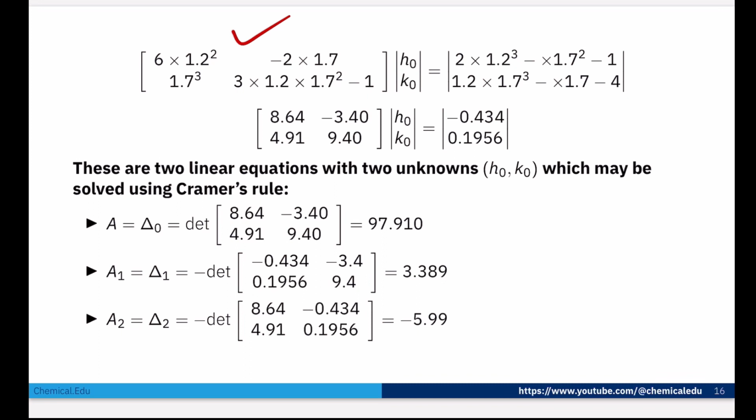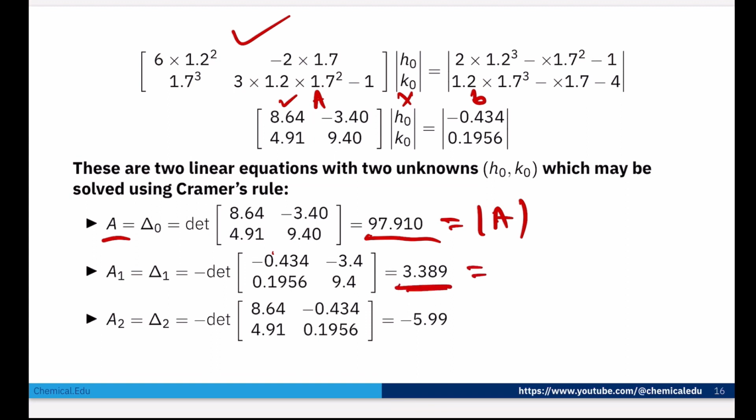After putting that in, we get this is A, this is X, and this is B. Here A is the coefficient matrix, X is the unknown, and B is the constant matrix. Now using Cramer's rule we can solve this problem. First we have to find the determinant of this A matrix, and we got 97.910. Then we just replace the first column with the B matrix and find the determinant, and we get 3.389.